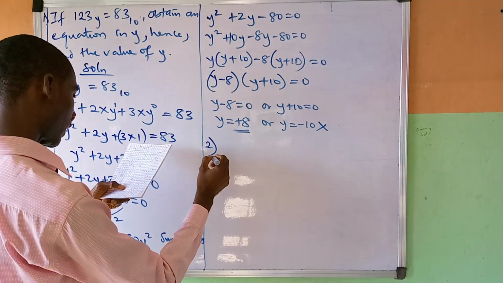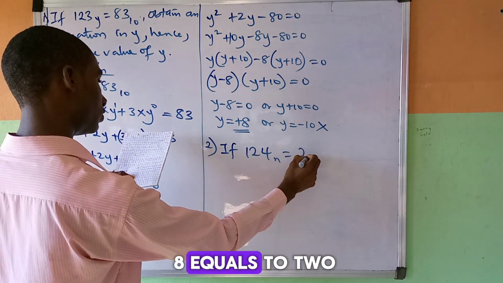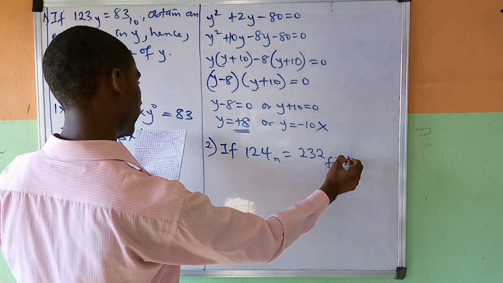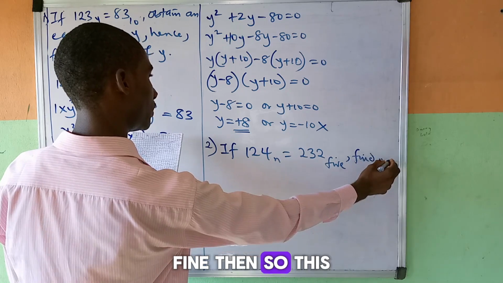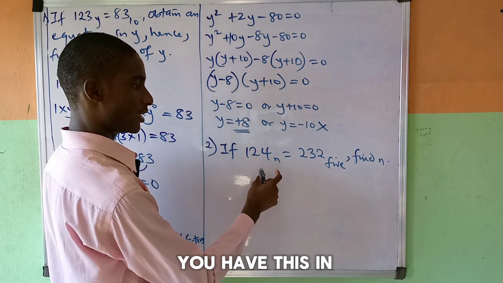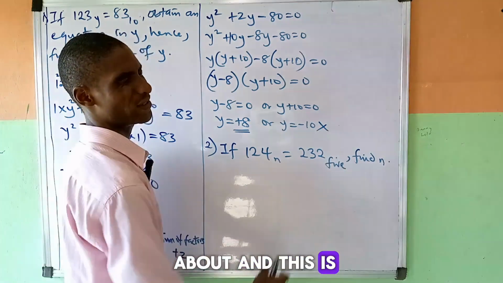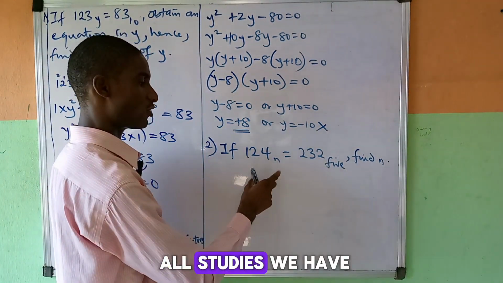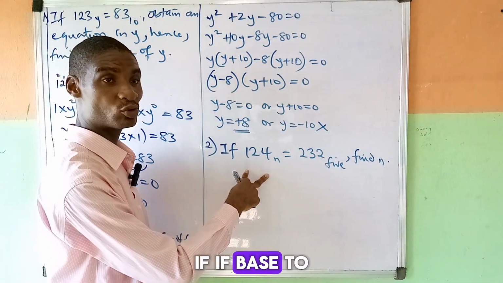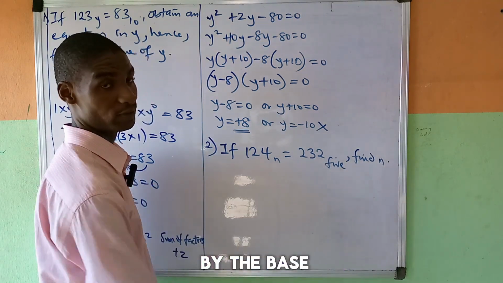Second question. The second question says, if 124 base n equals 232 base 5, find n. So this question is a little bit different from the first question because this time around you have an unknown base n, which we are asked to find, and this is base 5. So for us to answer this, we have to convert both to base 10. Anytime you are converting from a base to base 10, you have to multiply each of these values by the base.